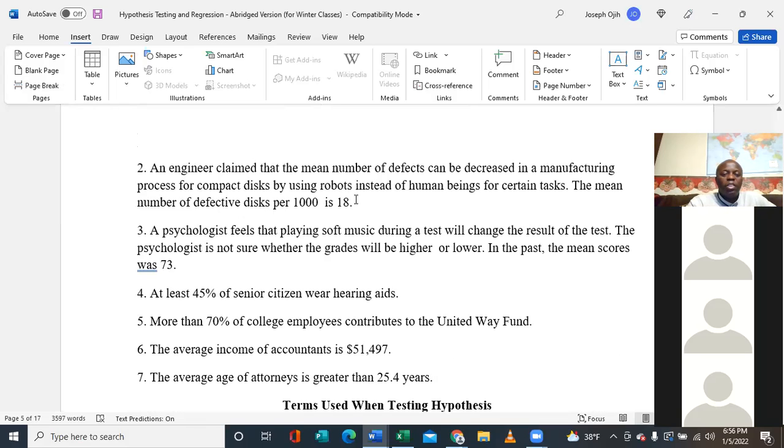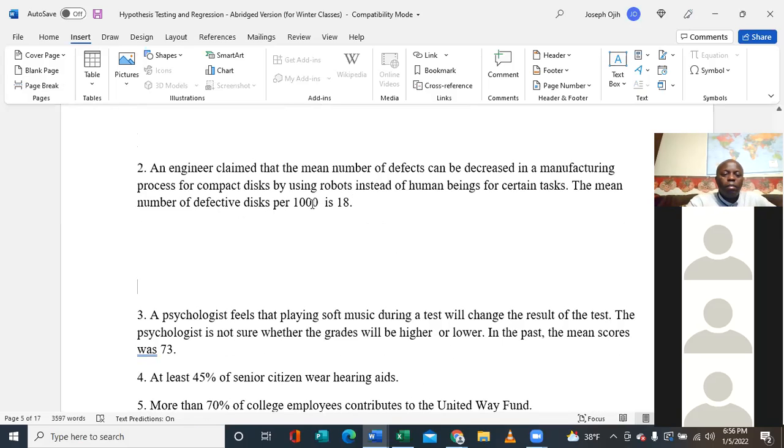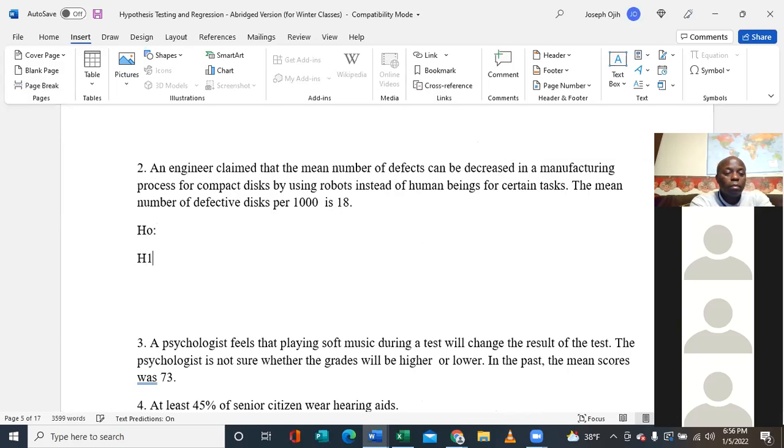It says, an engineer claimed that the mean number of defects can be decreased. See, "can be decreased" is the keyword here. Decrease means less than. So the mean number of defects can be decreased in the manufacturing process for compact disks by using robots instead of human beings for certain tasks. The mean number of defective disks per 1,000 is 18. So H0, H1.